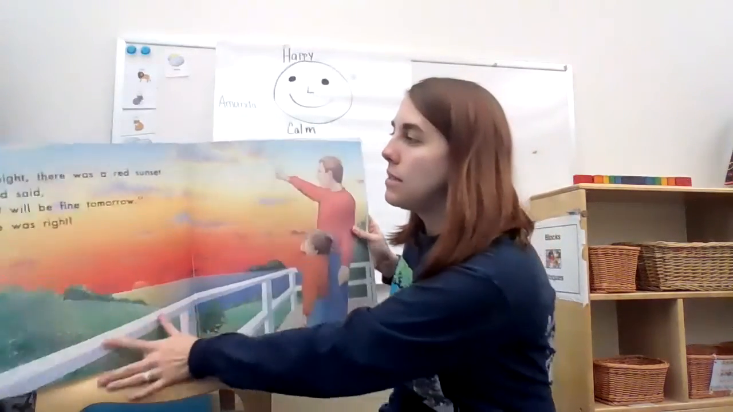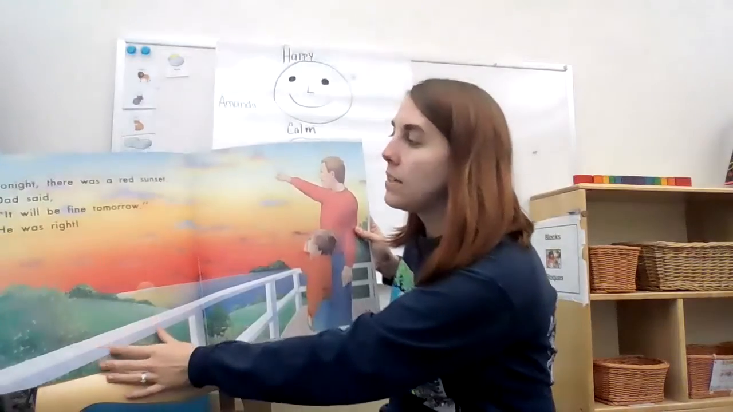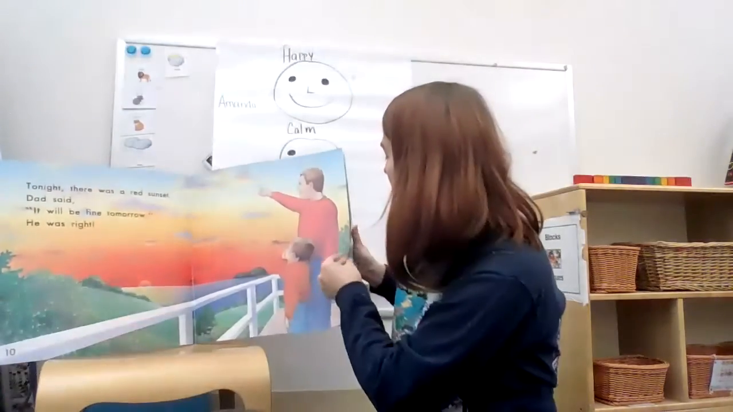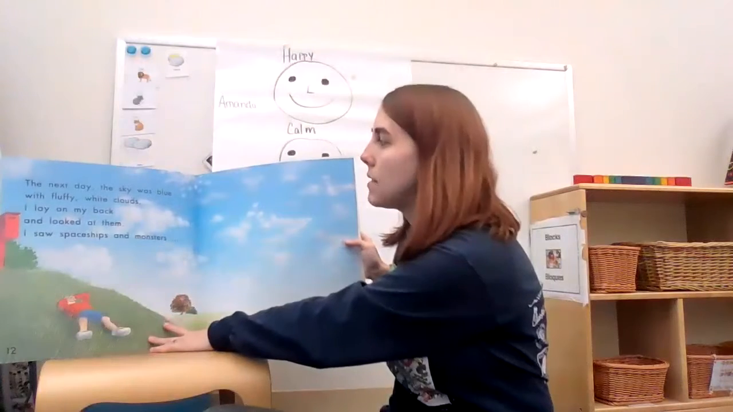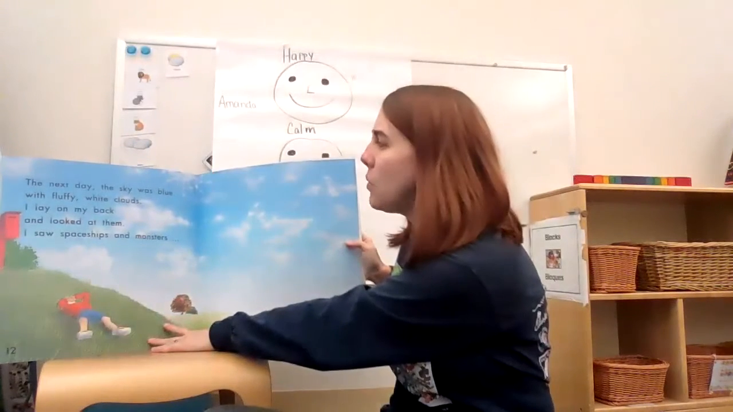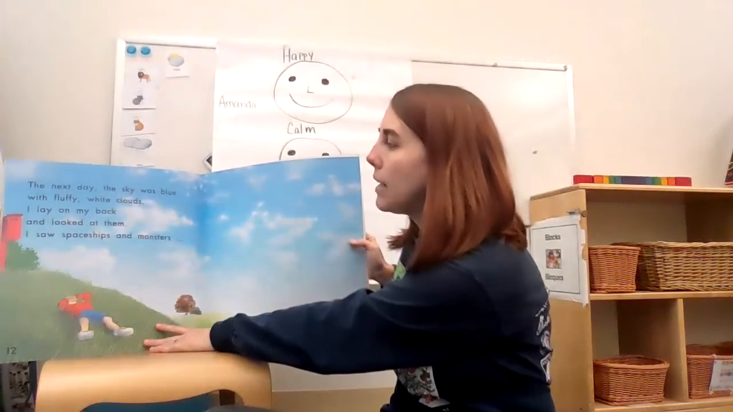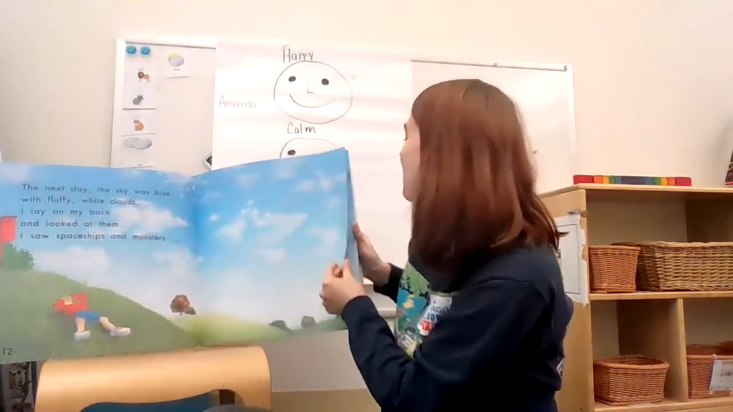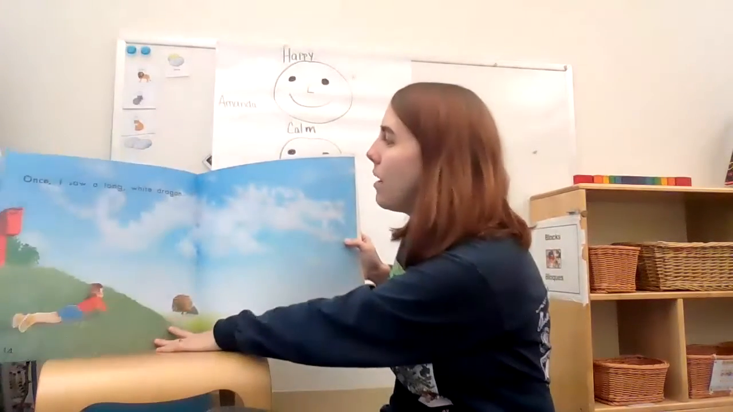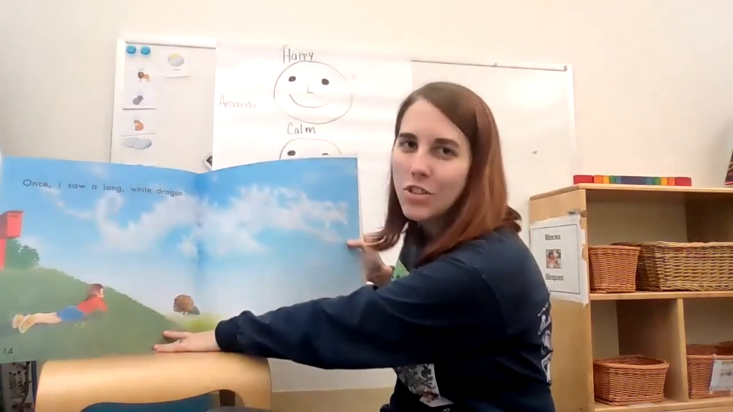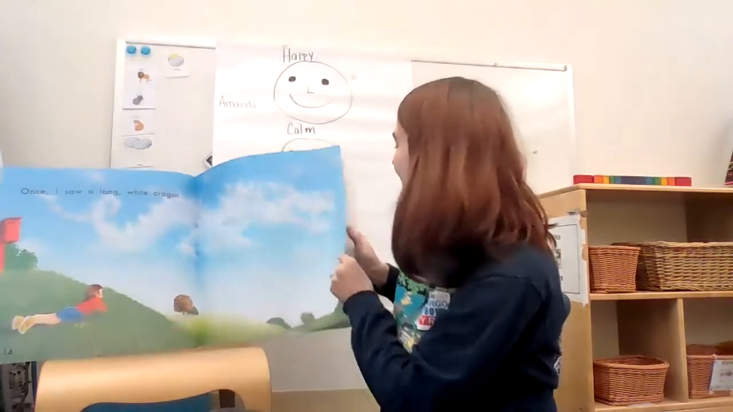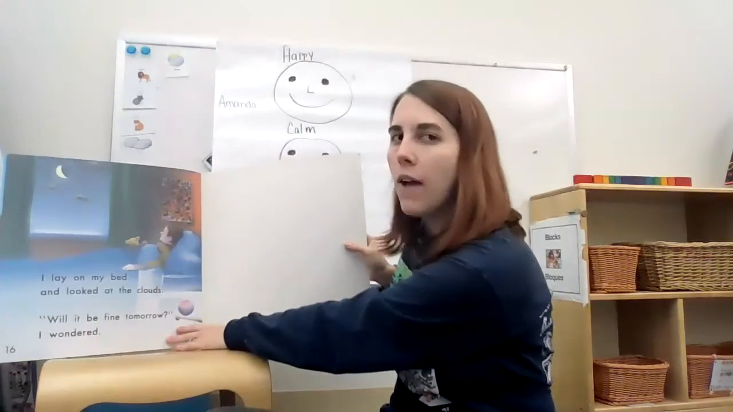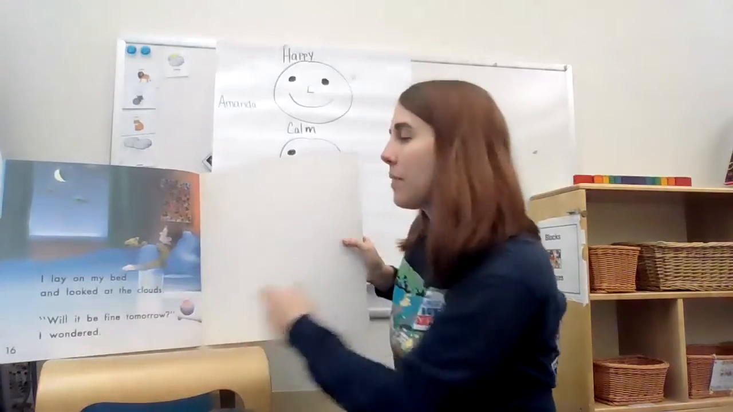Tonight, there was a red sunset. Dad said, it'll be fine tomorrow. He was right. The next day, the sky was blue with fluffy white clouds. I lay on my back and looked at them. I saw spaceships and monsters. Once I saw a long, white dragon. I lay in my bed and look at the clouds. Will it be fine tomorrow, I wonder?